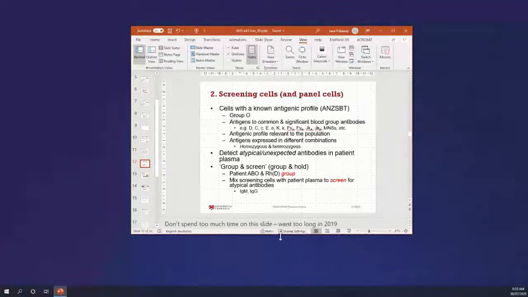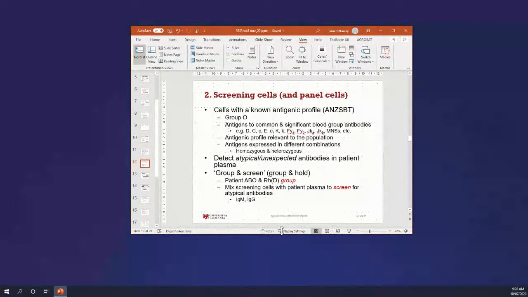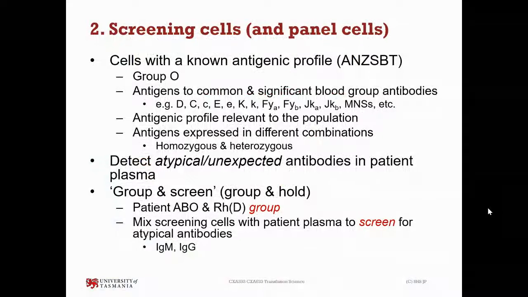Absolutely, I don't need to spend too much time on this slide, obviously. Yeah, because we don't want our ABO blood group antibodies getting in the way of us trying to see if there are any other clinically significant IgG antibodies in the plasma. So we use group O because the ABO antigens are not on those red cells. Okay.